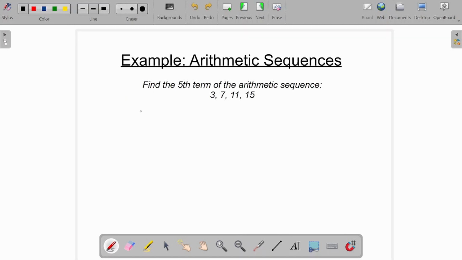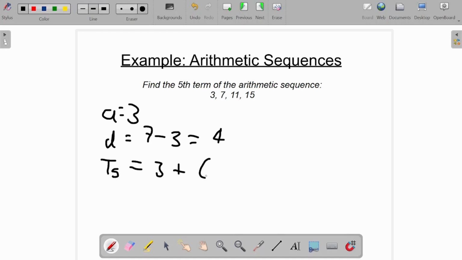So in this example, we're asked to find the fifth term of the arithmetic sequence. So first we identify the first term, which is 3. Then we can find the common difference by taking away the first term from the second term. So that is 7, take away 3, which is equal to 4. Then we can just plug this into our formula. So T5 is equal to 3 plus 5 minus 1 times 4. And this should give you the answer of the fifth term is 19.